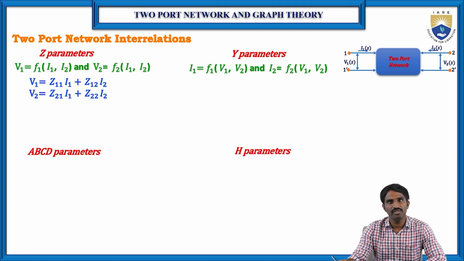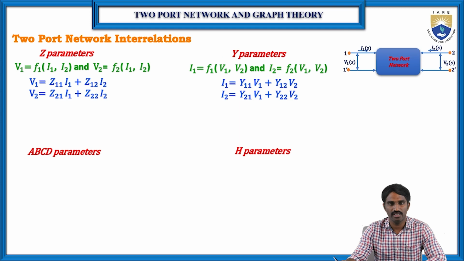Similarly, when coming to the Y parameters, the currents are the functions of voltages. So here we write the equations of the input current and output current, which are I1 and I2, in terms of the input voltage and output voltage, which are V1 and V2. Then I1 is equal to Y11 V1 plus Y12 V2. Similarly, I2, the output current equation, is equal to Y21 V1 plus Y22 V2. In this way, we can also write these in matrix form.